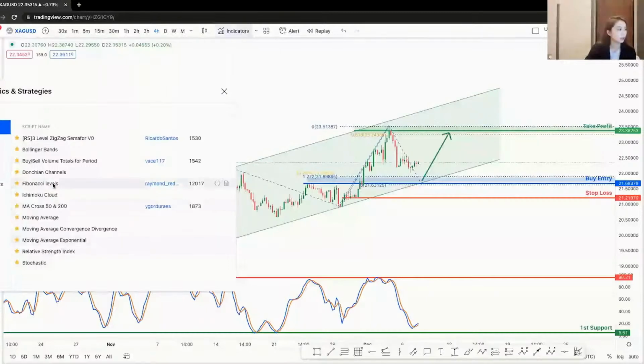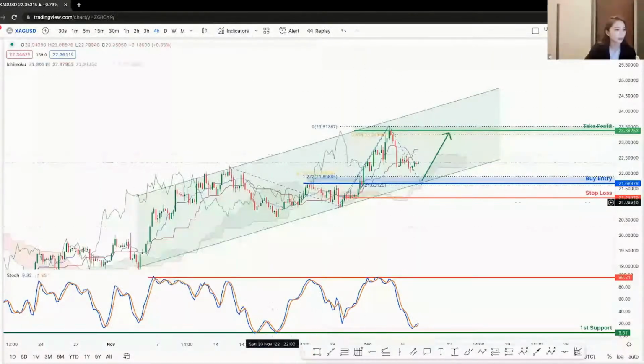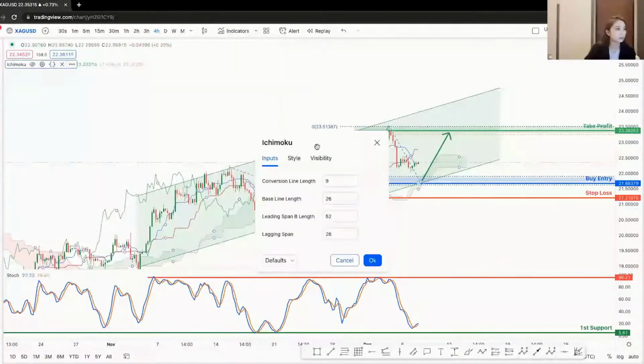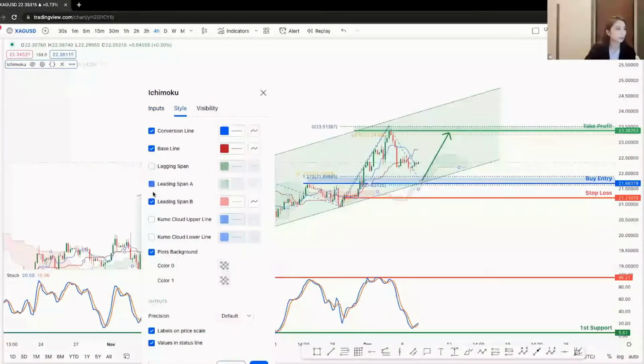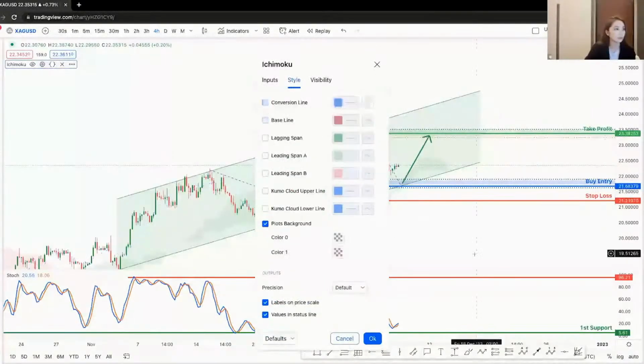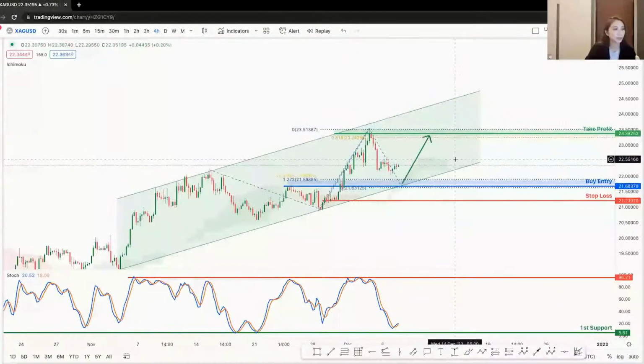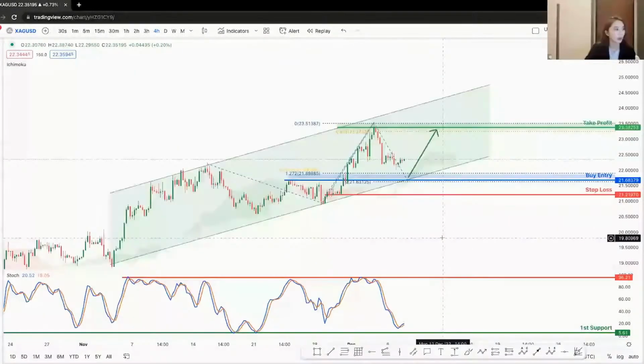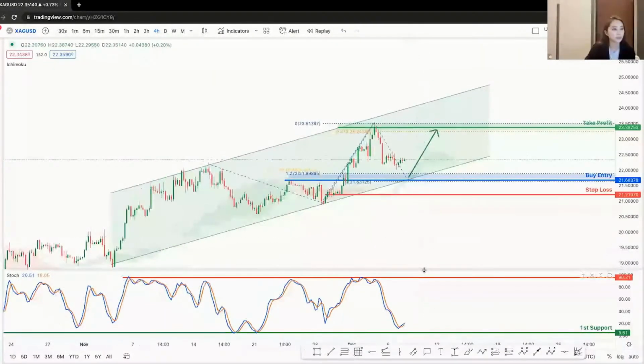Okay, I am looking at this as well, the Ichimoku cloud. The way the lagging span is. So you can see that there's a chance where price is actually above the cloud and we are indicating an upward movement momentum. All right, this is our silver for today.